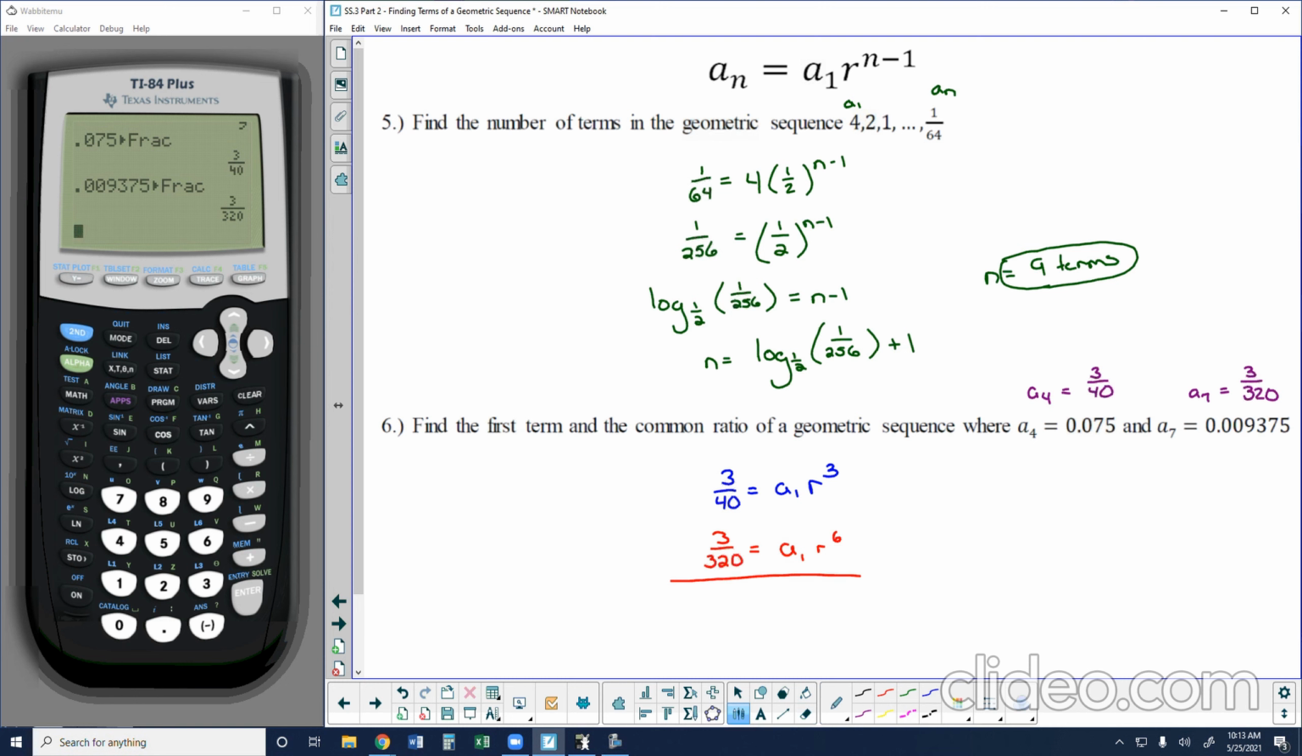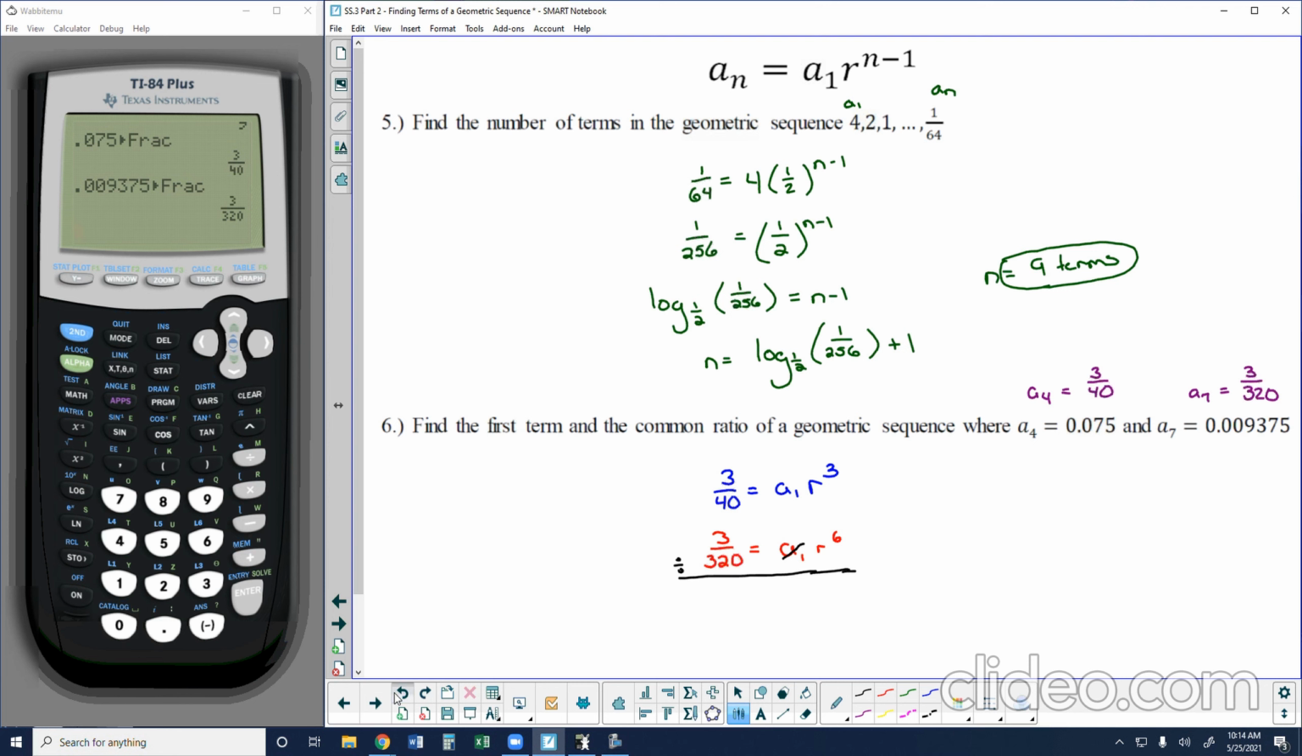Now, I need to simplify this equation. I need to get to a single variable. And I can do that through a process of elimination. In this case, substitution would be useful, but this is set up for elimination by division. If I divide these two, I'm not going to subtract because my terms on the right side of the equation are not the same, but if I divide these two, the a sub 1's will eliminate each other.